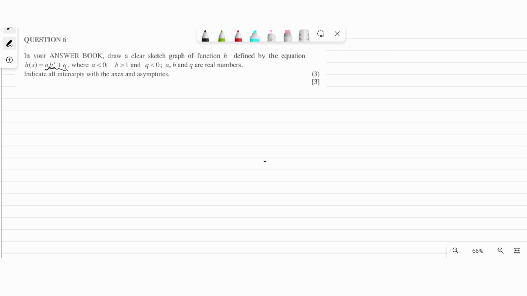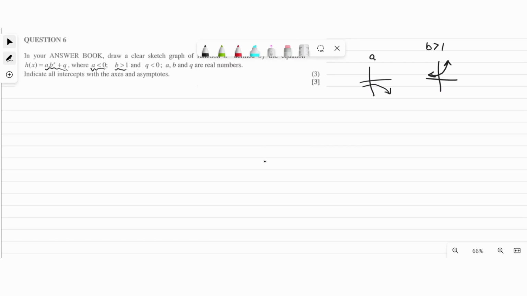Then they tell you the fact that a needs to be less than 0. What does it mean when a is less than 0? It means the fact that the graph is going to be reflected down like this. But b needs to be greater than 1, meaning it can be 2, 3, and 4. So what does it mean? It means the graph is an increasing function like this. So if it's an increasing function, what's going to happen when a is less than 0? I'm going to do it in red, the a less than 0 meaning the graph is going to go down.